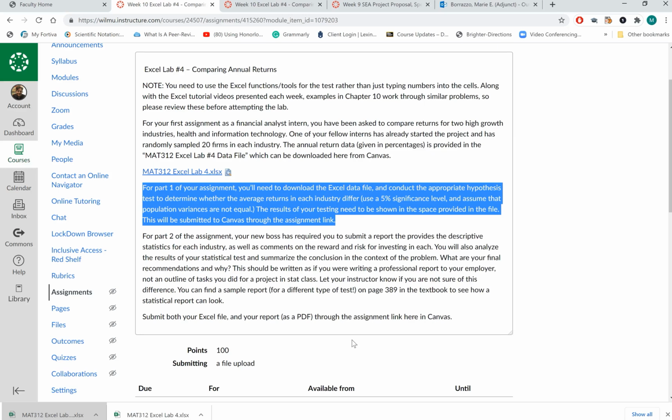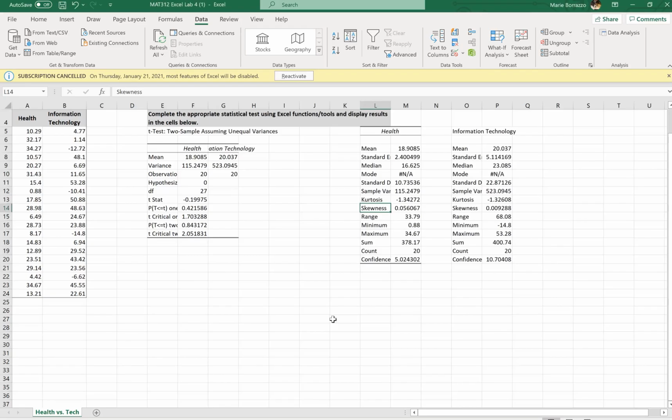that the first thing you're going to do is obviously download the Excel lab. So I actually have it right here. I already ran it. And so this is the information you are going to download. What I ran using Data Analysis Toolpack was a t-test, two sample assuming unequal variances, as instructed in the directions. This is the information that I obtained.